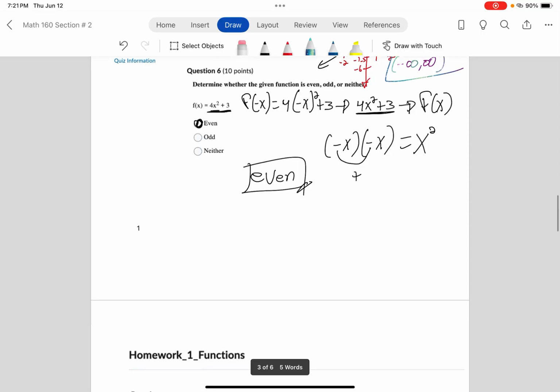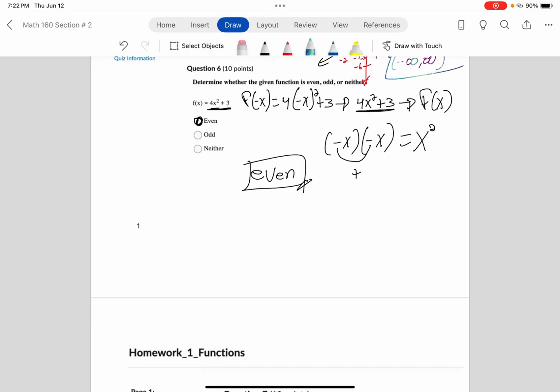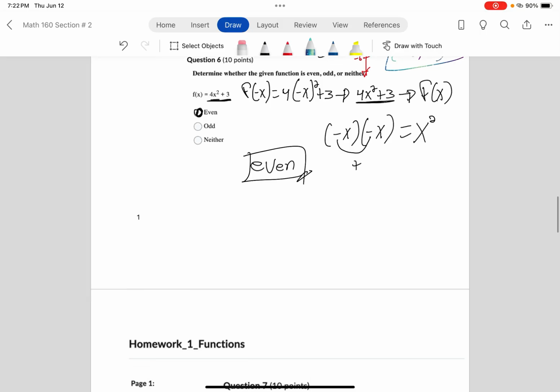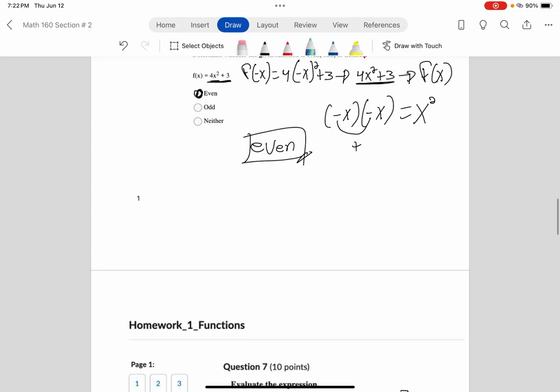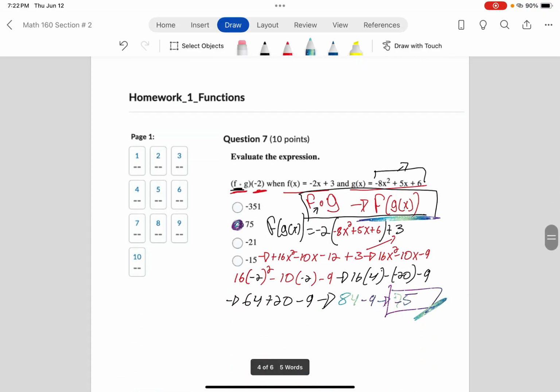Then determine whether a given function is even, odd, or neither. Remember, for even, plug a negative x instead of the positive x. Instead of the x, plug a negative x. If you got the same equation, this is even. If you have the negative of the equation at the end, this is odd.